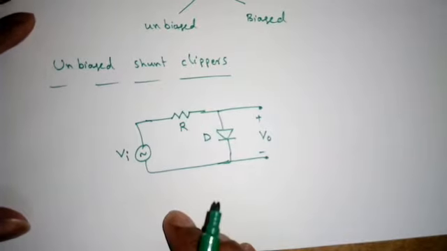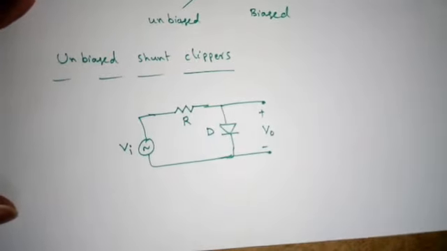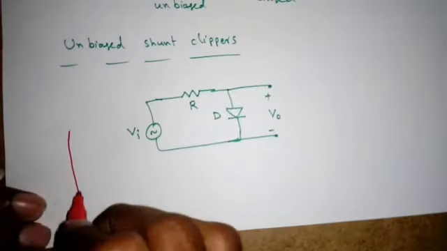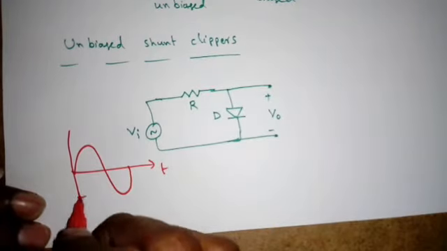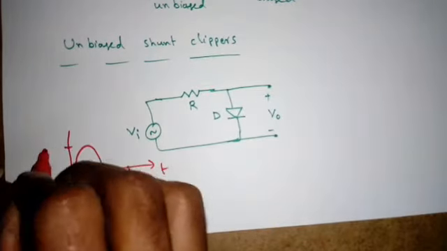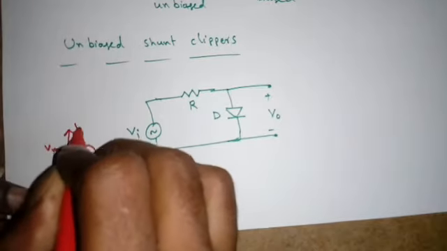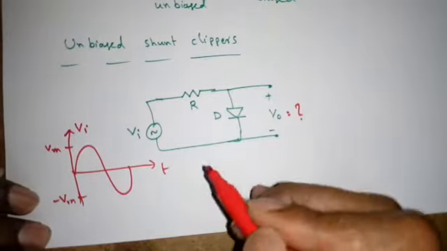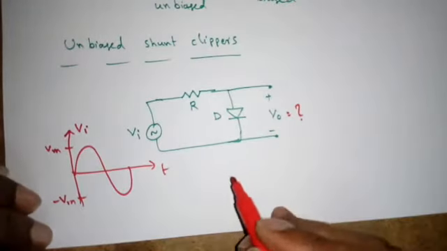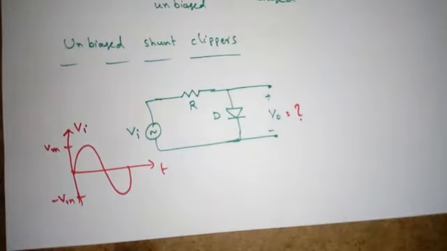So this is the shunt clipping circuit, and I can take the input as a sinusoidal waveform, from minus Vm to Vm. This is Vi. Now we need to draw the output waveform and give the name of the circuit. Is it a positive clipper or negative clipper?